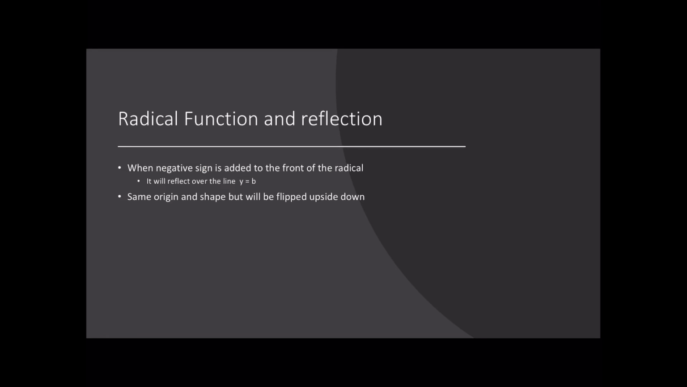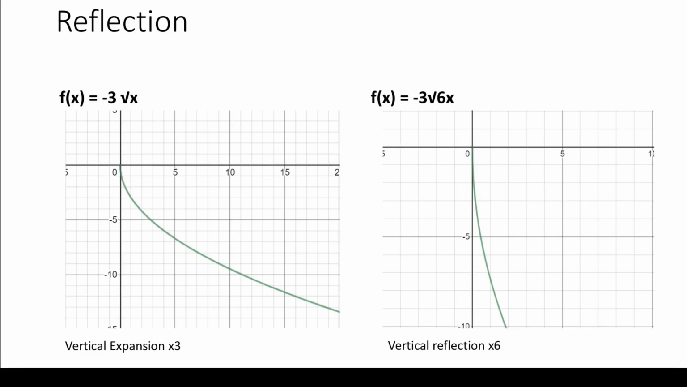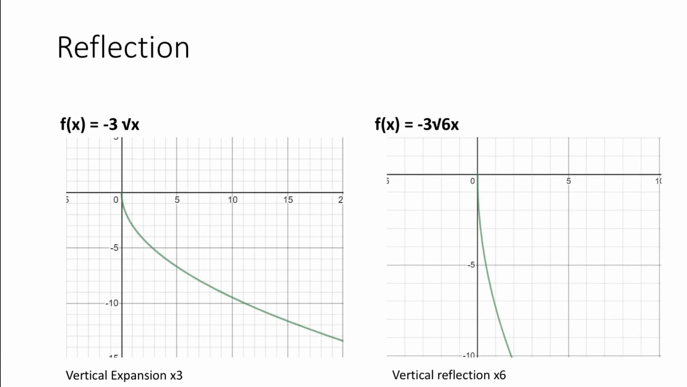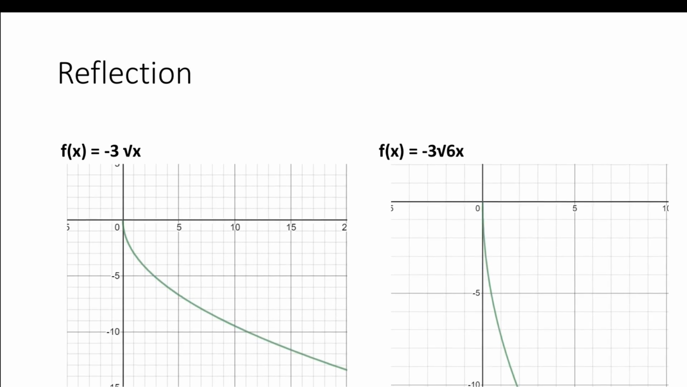Moving on to reflection. Here's an example of what y equals negative square root x would look like in the graph. If you change it to y equals negative 3 square root x, it will vertically expand by 3. Adding a 6 would make it vertically reflect by 6.